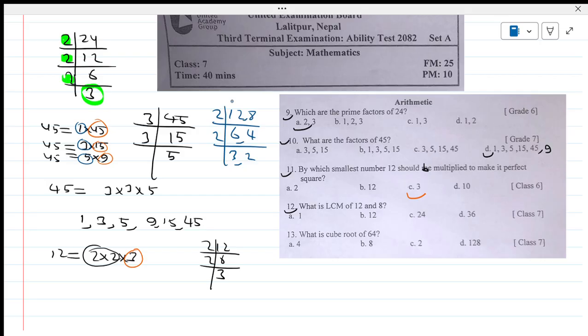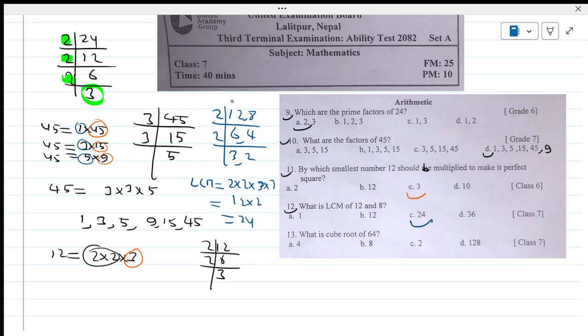So it's done, is it? So LCM is the product of these prime factors, 2 into 2 into 3 into 2. So it's 4 3s are 12, into 2, 24, is it? So here the LCM of 12 and 8 is 24. So done. Now we go with number 13.